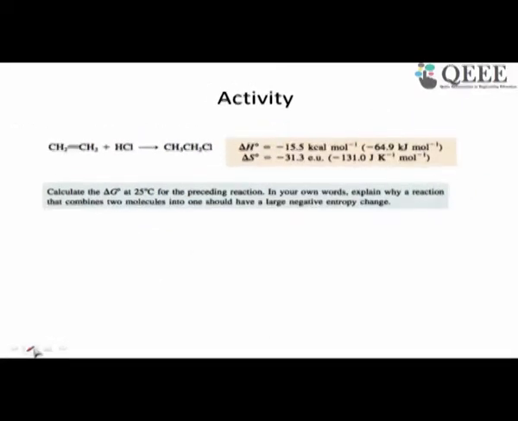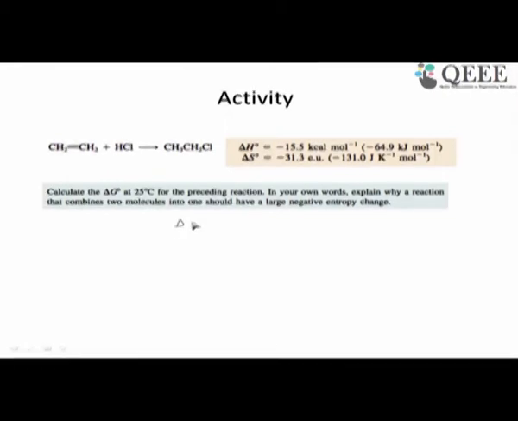Okay, so now this is another problem. In this case, there is an entropy decrease, enthalpy is favorable. So now the question here is, calculate the delta G at 25 degrees for the above reaction. In your own words, explain why a reaction that combines two molecules into one should have large negative entropy. So this is very simple. You just have to substitute the values and get the answer.